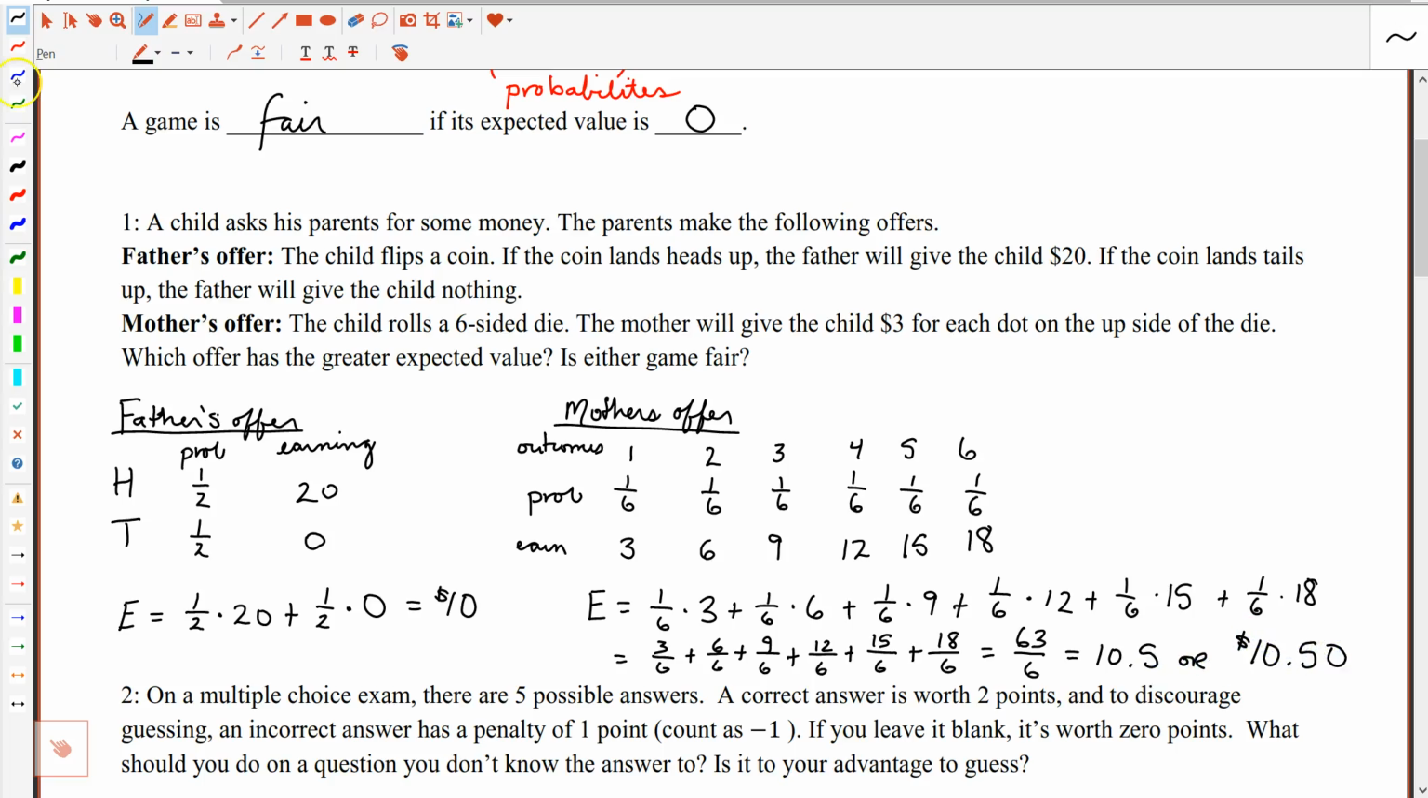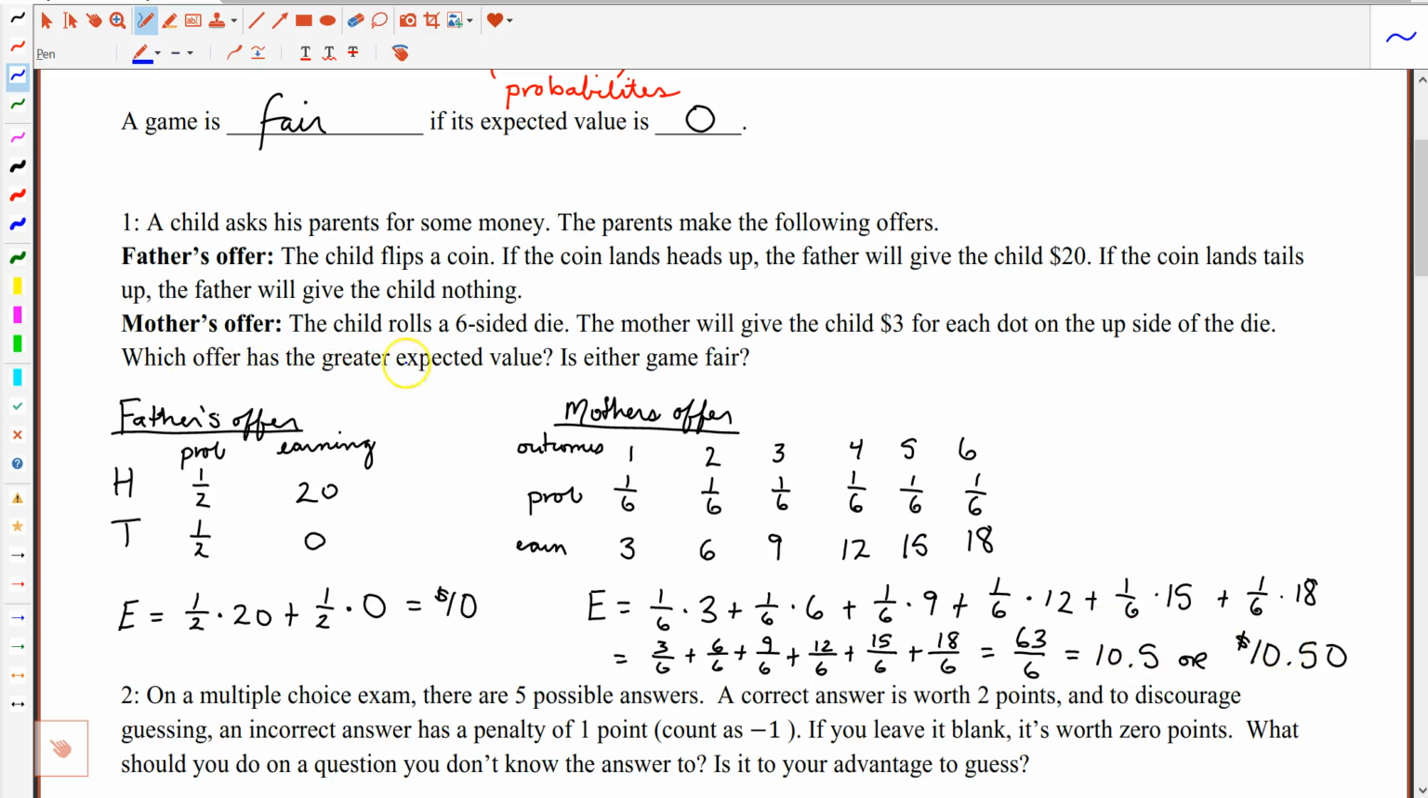Alright, so what we just found in that case is in the long run, if the child would repeatedly play the mother's game over and over and over again, sometimes the child's going to win $9, sometimes the child's going to win $3, sometimes the child's going to win $15, and so on and so on. If the child were to average the earnings over multiple trials, and this is playing the game many, many times, the average of all those numbers would be $10.50.